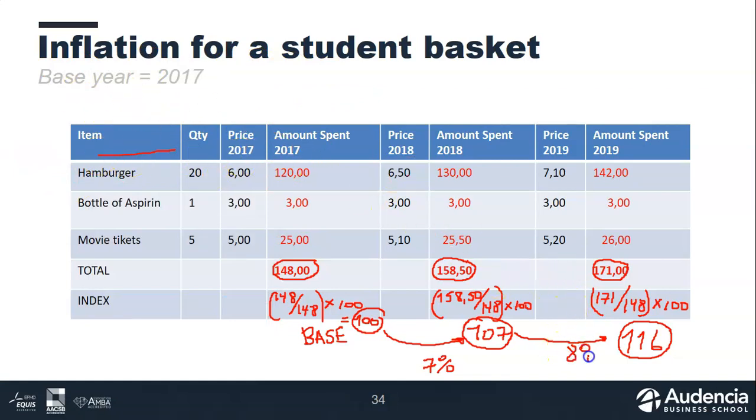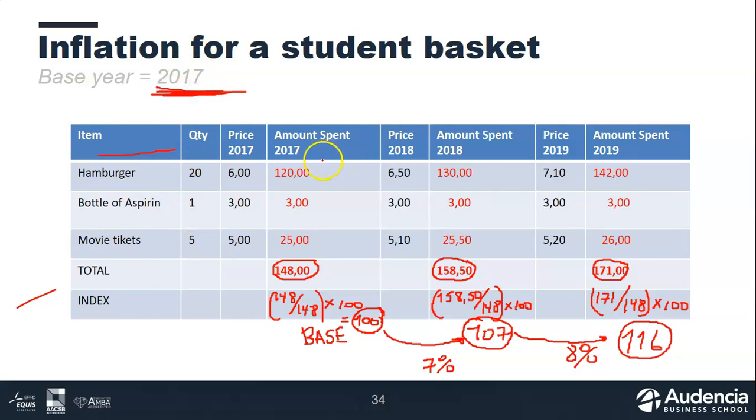So we got 8%. Now you can see the obvious benefit of using an index is that when we're in the base year, as we move from the base year to the next year, we can see immediately that it's just the movement from 100 to whatever the value is of the index. So that's the consumer price index, and we've chosen a base year of 2017.